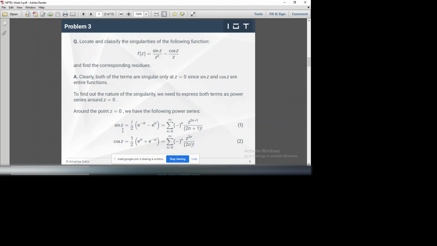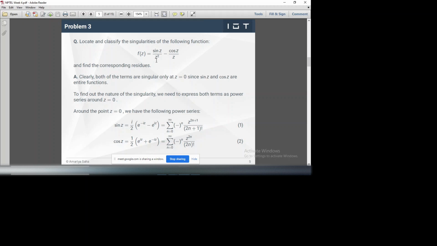Of course you know this representation of sin z as e to the power minus iz minus e to the power iz multiplied by i by 2, and if we use the series expansion for e to the power z, we get this expansion for sin z. So equation number 1. Similarly, for cos z, we have this expansion 2. These are familiar series expansions for sin z and cos z. Now we will use these series expansions.